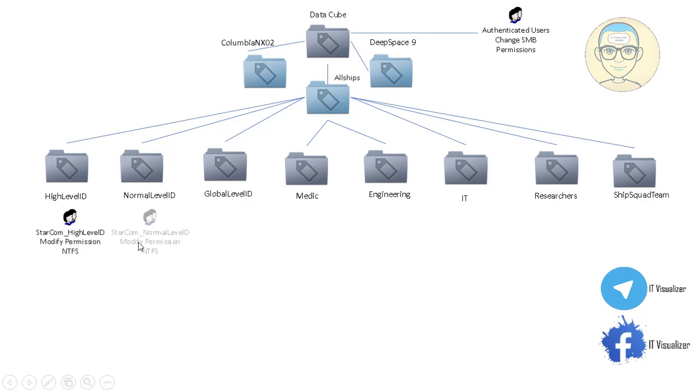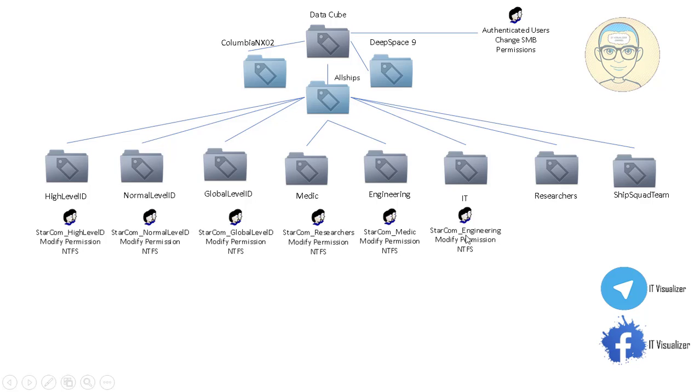Okay, and we will begin with making the same for the normal, and then we make it for the global, and then we make it for the researchers. Sorry guys, because for example here this is not researchers, it will be medic. I have something not right in the graph. So here it will be Starcom medic, not researchers, so it will be flipped, okay? Or this will be here and the researchers will be there, and then we will have the engineering, it will be there also, sorry, and then we will have the IT, it will be for the folder of IT, and then we have the ship squad team.